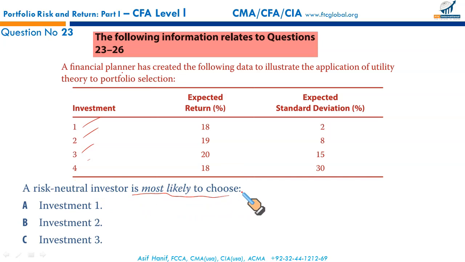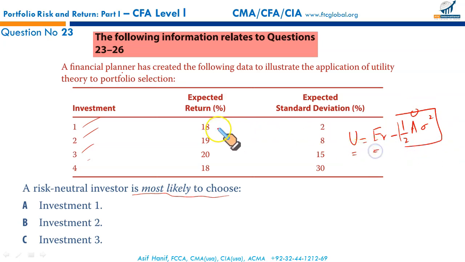When the investor is risk neutral, his risk aversion is 0. So we know the utility function is the expected return minus 1 upon 2A and the variance. Since the risk aversion is 0, that will make this factor equal to 0. So that means the utility would be equal to the expected return. So in this case, this is the highest investment. 3 is the right option.